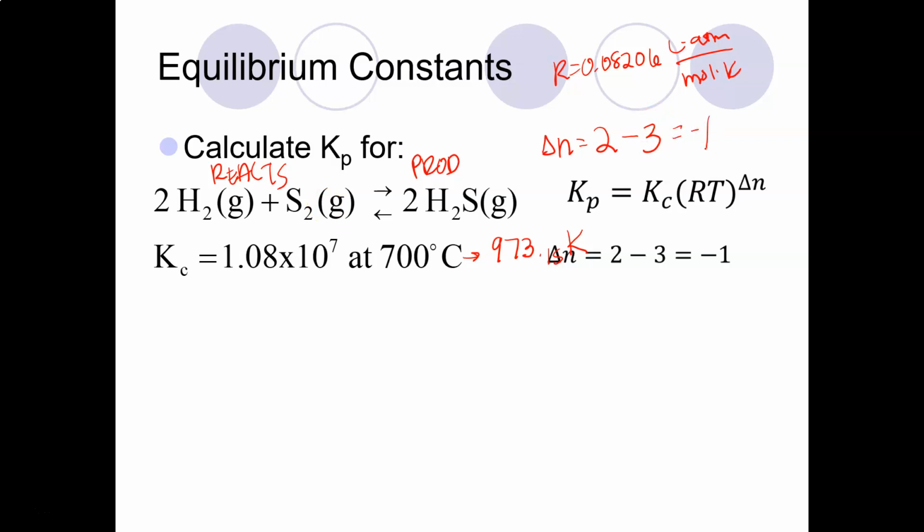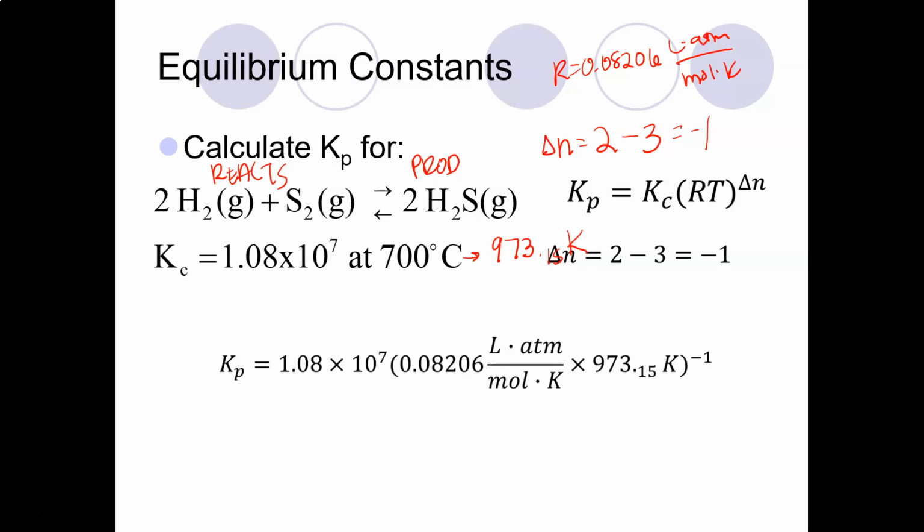So when I do this, Kc, 1.08 times 10 to the 7th, I just plugged that there. R, 0.08206, constant. The temperature, 973.15 Kelvin. And then they're raised to the -1 power. Now I just need to grab my calculator. I have to do parentheses first. So 0.08206 times 973.15, multiply those together in my calculator, raise them to the -1 power, and then multiply that by 1.08 times 10 to the 7th. And what I got was 1.35 times 10 to the 5th. It's a different number.